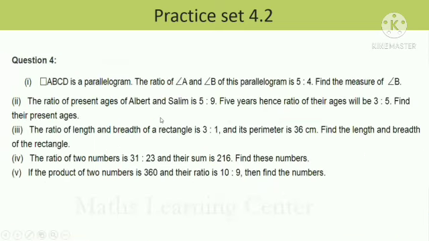Now question number 4 is very interesting, some word problems are given. So first of all, quadrilateral ABCD is a parallelogram. The ratio of angle A and angle B of this parallelogram is 5:4. Find the measure of angle B. So let us discuss one by one.